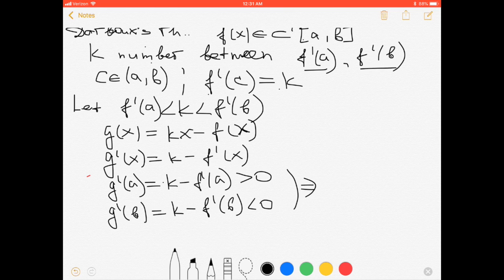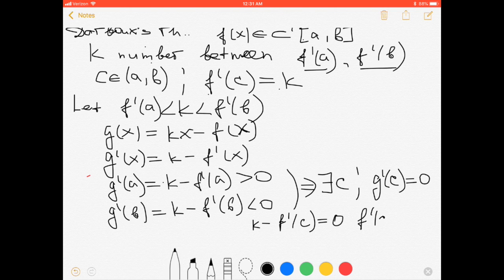From here there exists at least one point c such that g prime c needs to be equal to 0, because our function f is continuous, and this means function g is continuous. If g prime c is equal to 0, this means k minus f prime c equals 0, and f prime c is exactly equal to k, which is what we needed to prove.